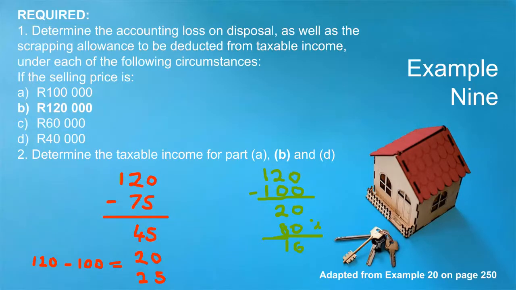Now, up here on the top, I'm going to do the recoupment, or the non-capital portion. So now I need to limit my selling price to the cost price. I've dealt with the amount above 100, now I need to deal with the amount under 100. So the cost price is 100, the tax base is 60. What is going to be my recoupment? Recoupment is going to be 40. Now this looks exactly the same as what we did in the last one. This is the non-capital portion. This is the recoupment.